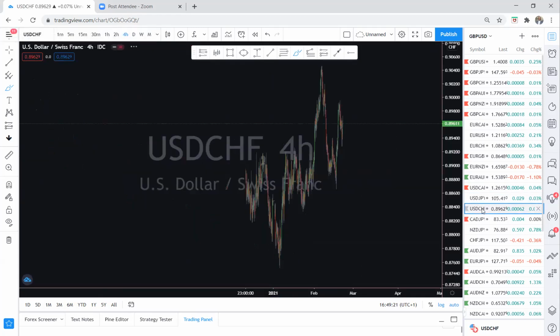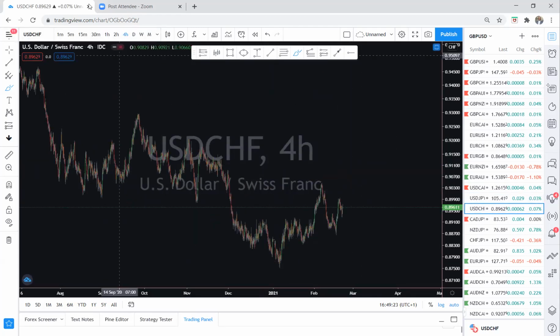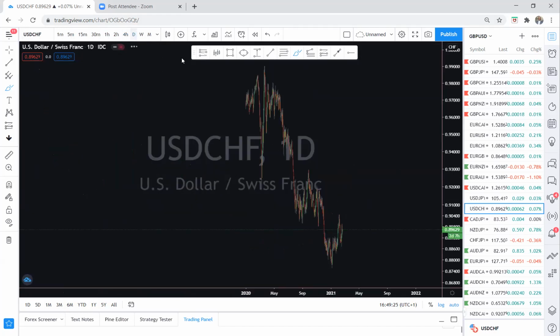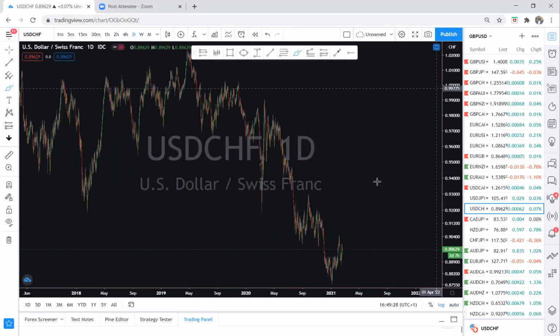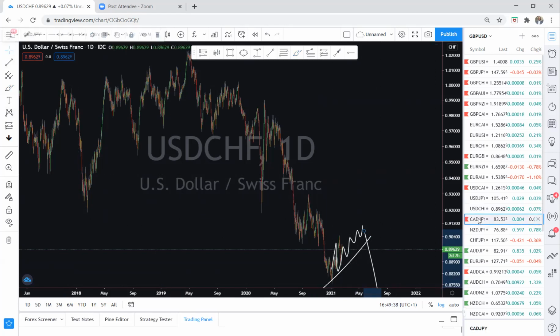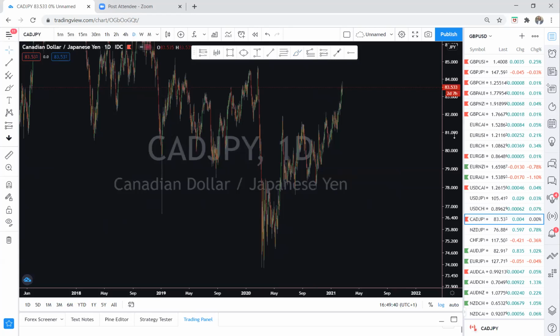Okay, USD CHF. On the daily, you can see that this is a correction. After this correction, breakdown to the downside. More downside for USD CHF because the dollar is still weakening at the moment.